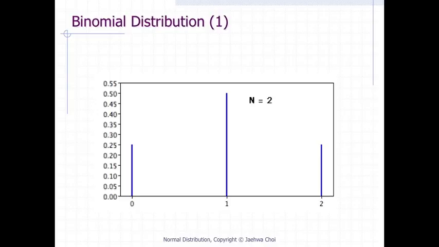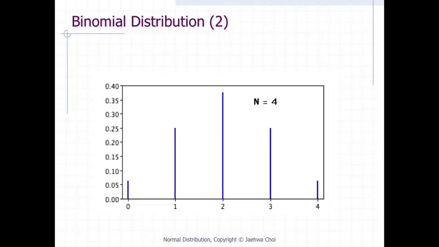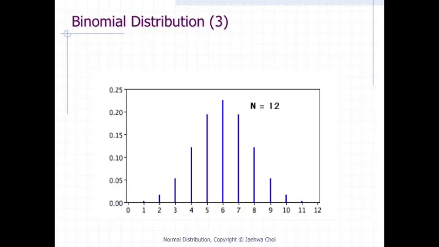Here is the binomial distribution for 2 events, for 4 events, and for 12 events. Notice how the distribution begins to form a smooth curve as the number of events increases.